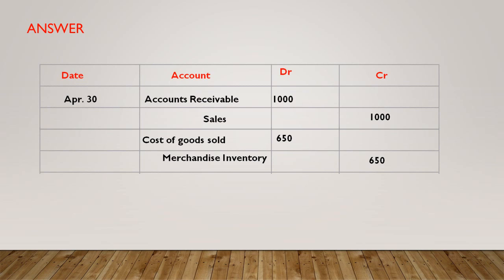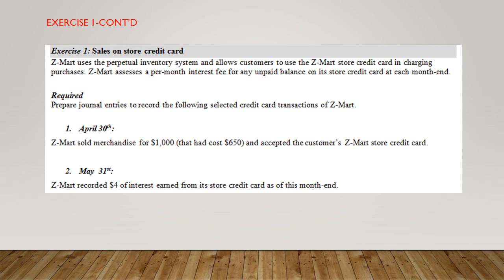So this entry is like we say that the company sells products on credit. Okay. What about the second transaction? May 31st, Zedmart recorded $4 of interest earned from its store credit card as of this month's end.